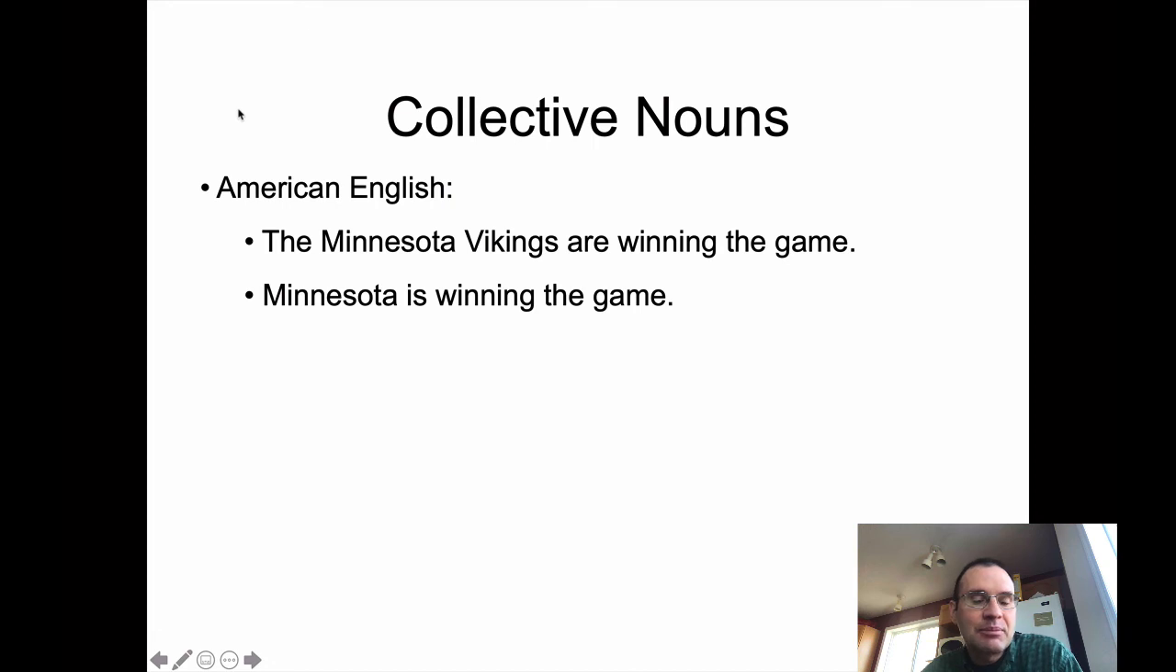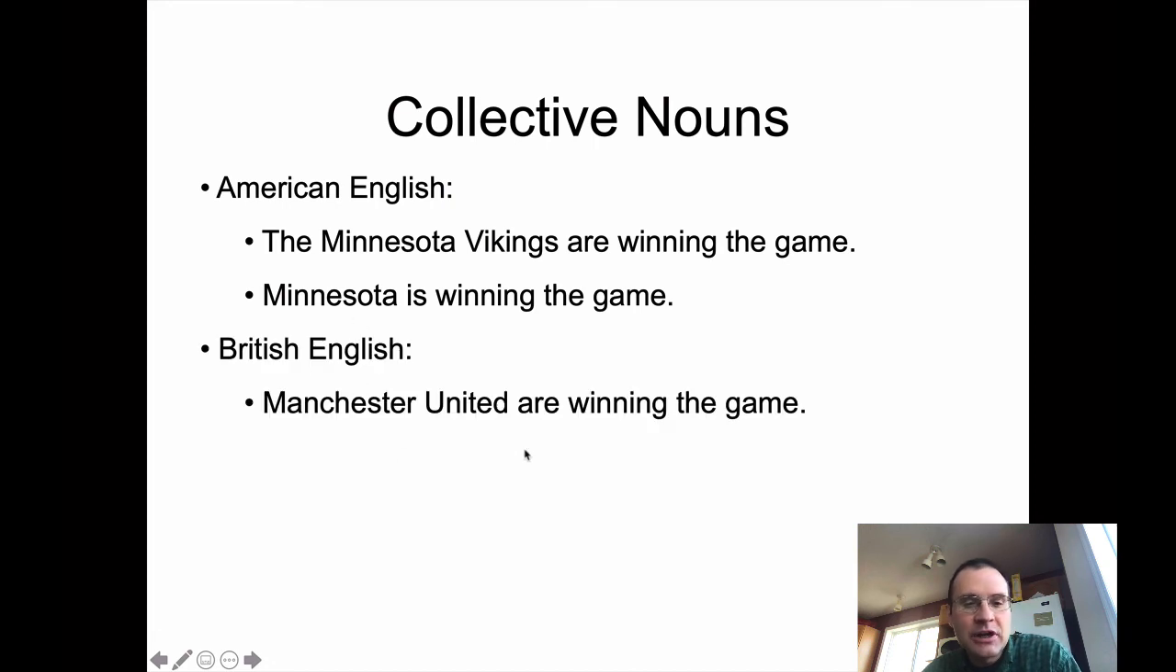So what's interesting is that in British English, the tradition is even when you're talking about the team as a singular noun, like Manchester United, you use the plural form of the verb because there's more than one player on the team, basically. So Manchester United are winning the game, which to my ears still sounds odd, but this is a form of the expression you're hearing more and more in North American English, even say for something like American football, like Minnesota are winning the game.